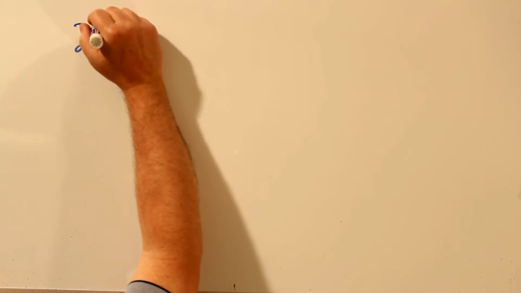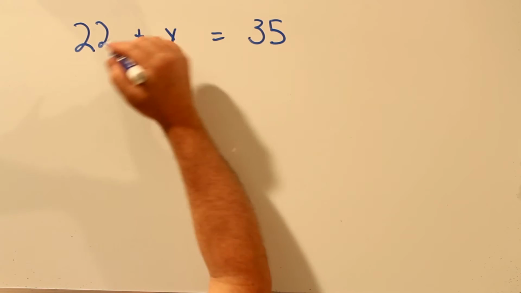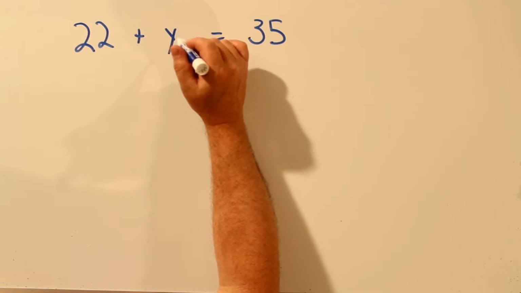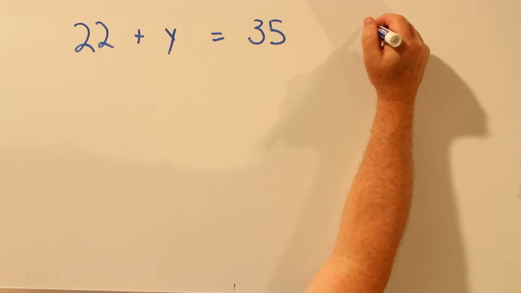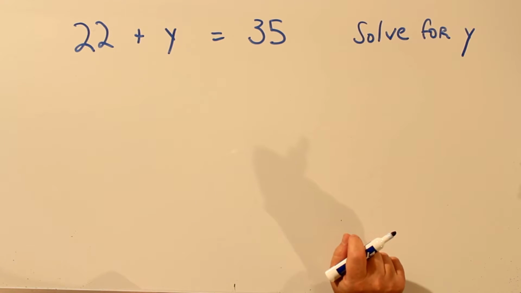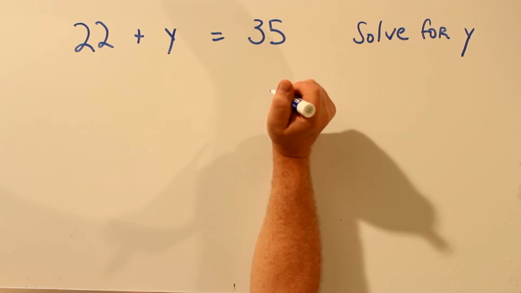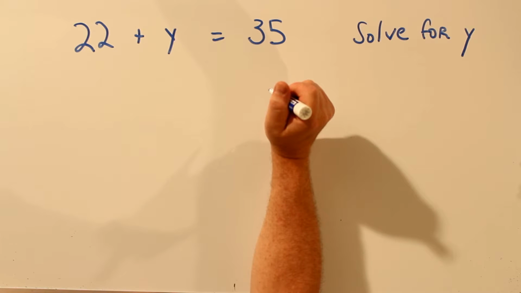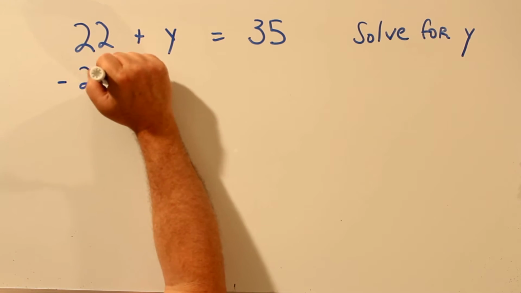Let's look at another example. 22 plus y equals 35. Here, we're adding 22 to the letter y, our variable, and getting 35. In order to solve for y, we're going to want to get y on one side of the equation and all the numbers on the other side of the equation. Well, we're adding 22 to our y. So to undo the addition, we're going to subtract 22 from this side of the equation.